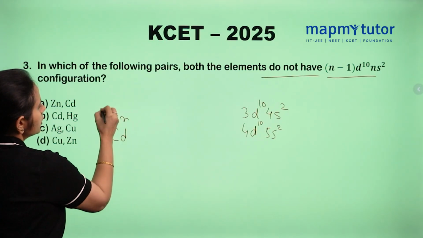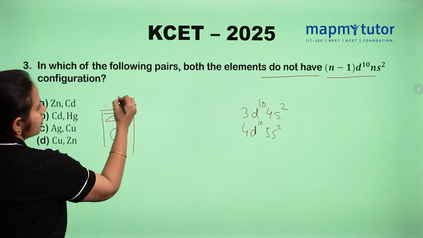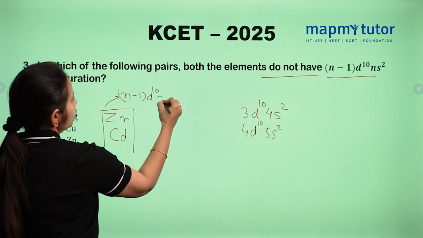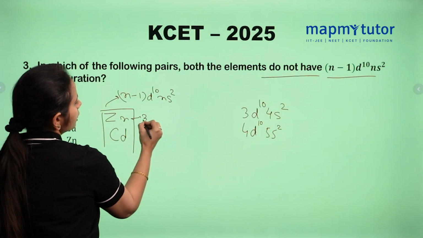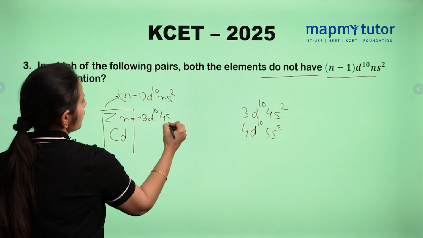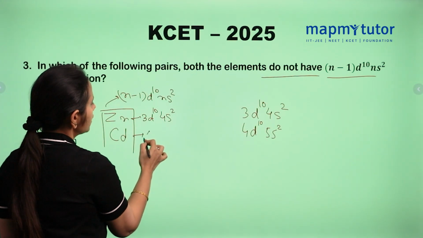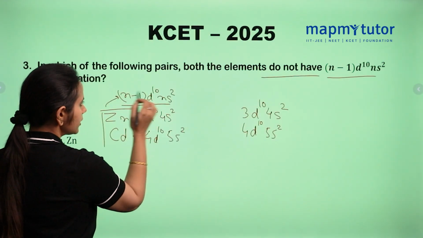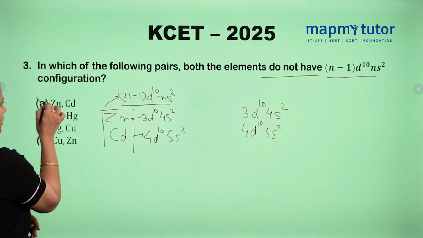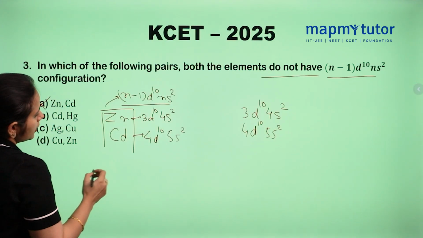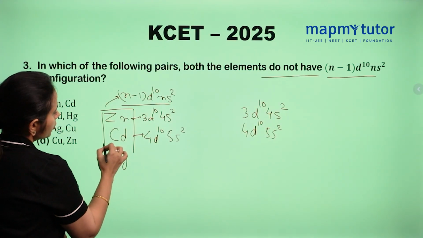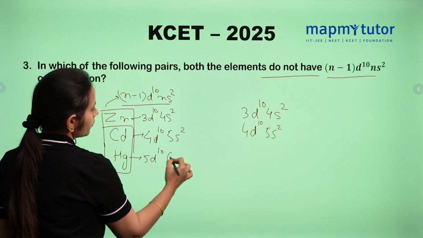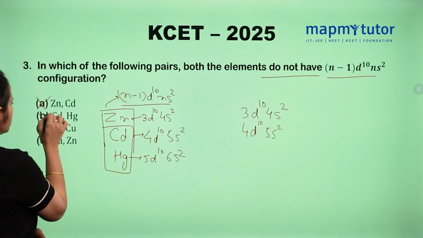cadmium. They are both from the same group, so they have the same electronic configuration, which is (n-1)d10 and ns2. For zinc it is 3d10 4s2, and for cadmium it is 4d10 5s2. So both the options contain this electronic configuration, so this can't be the answer. Remove it. Next is cadmium and mercury. This also belongs to the same group. It is 5d10 6s2. So this also can't be the answer.